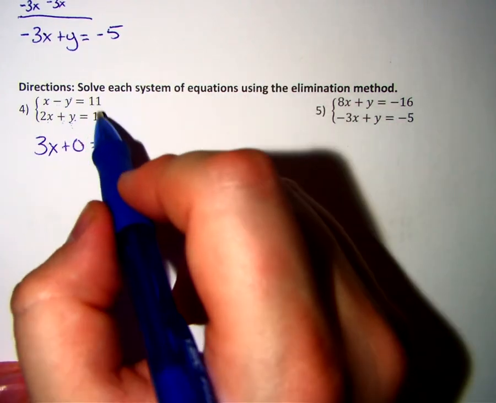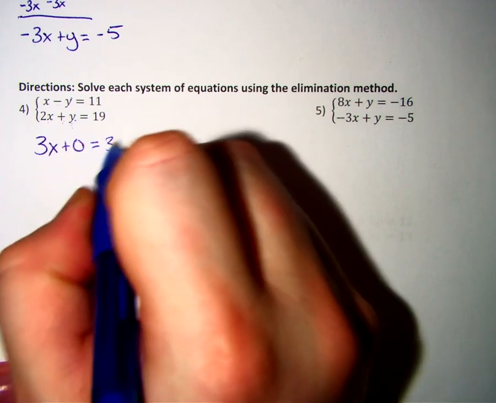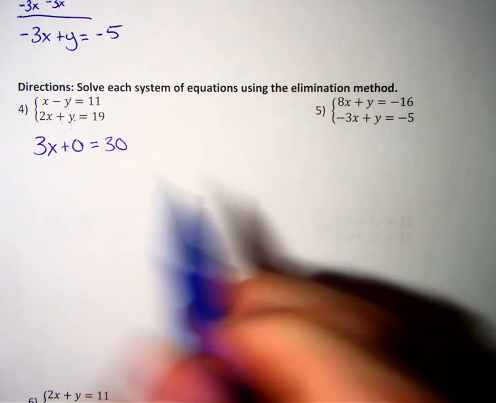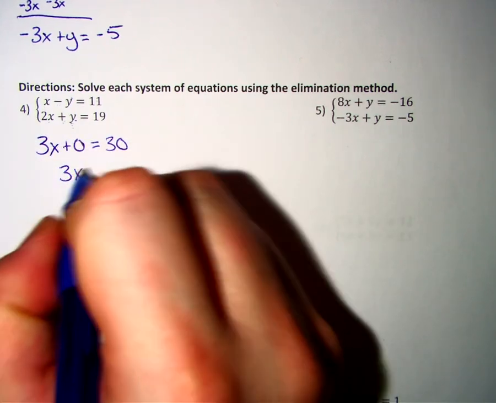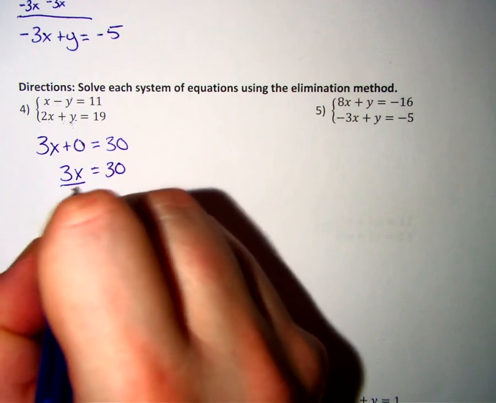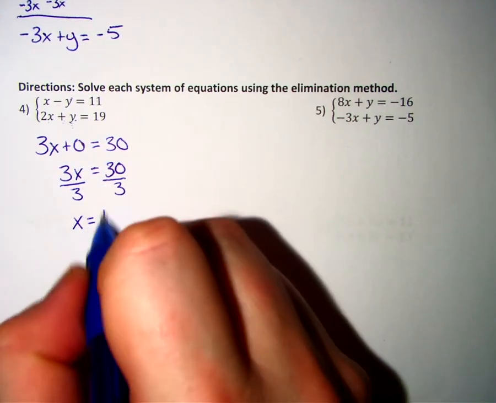Equals 11 plus 19 is 30. Now 3x plus 0 is the same as saying 3x, so 3x equals 30. We'll divide by 3, and x will equal 10.